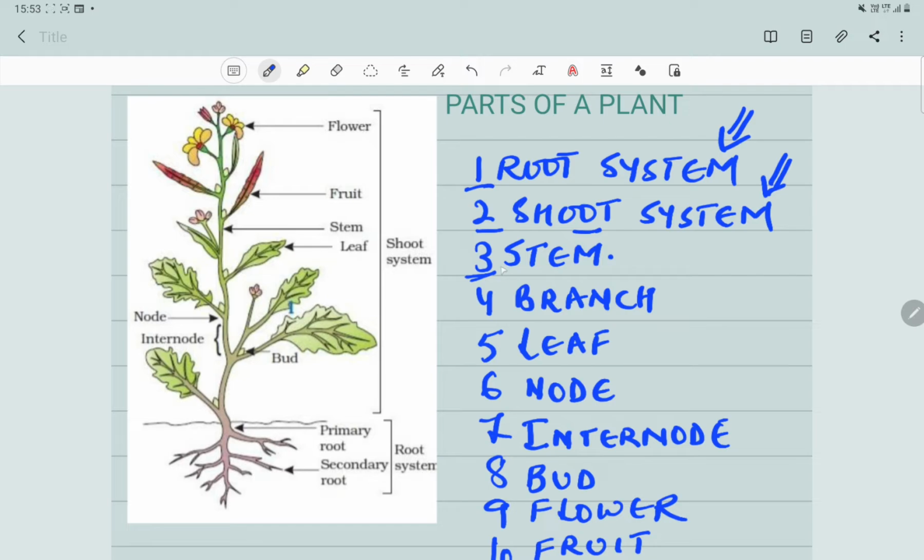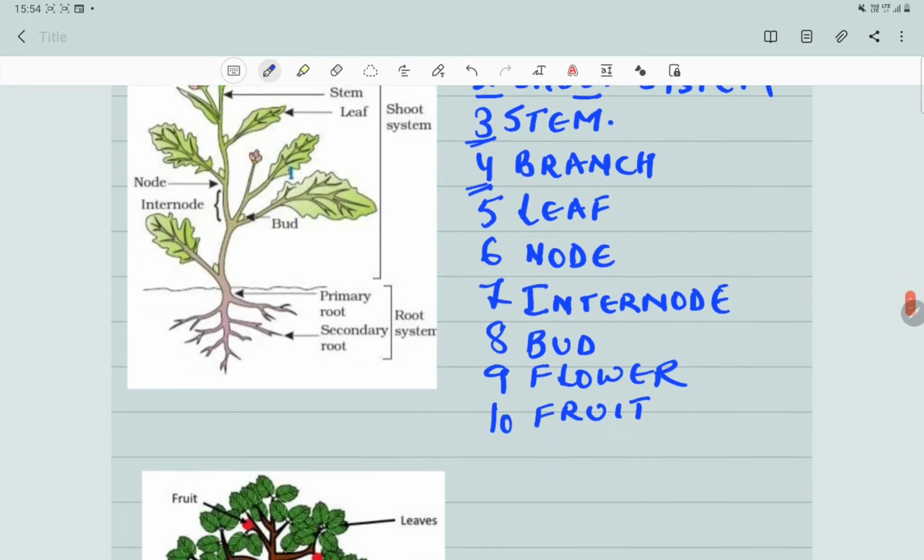Right, so we have done the stem. The stem is the central part of the plant found on the shoot system around which different structures grow. Now we look at the next part of the plant, which is called a branch. Now in this particular diagram, we cannot see a branch clearly. So we will move to the next page.